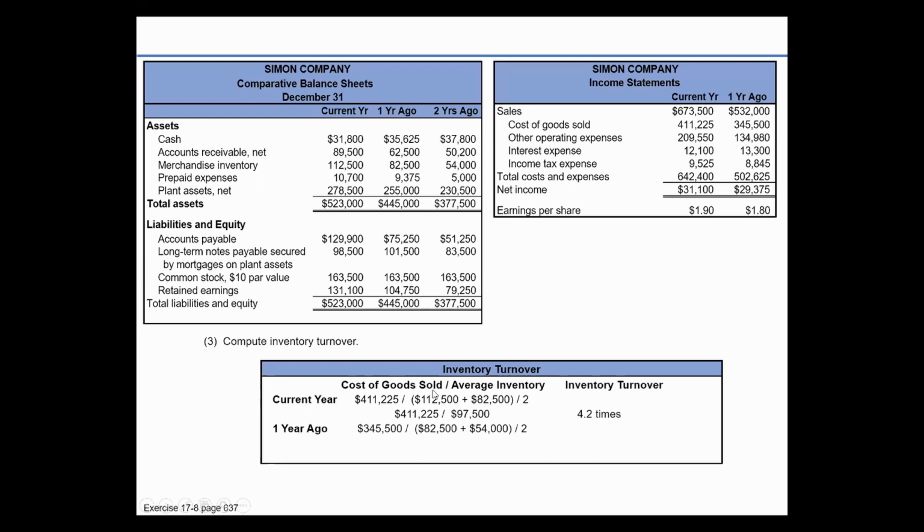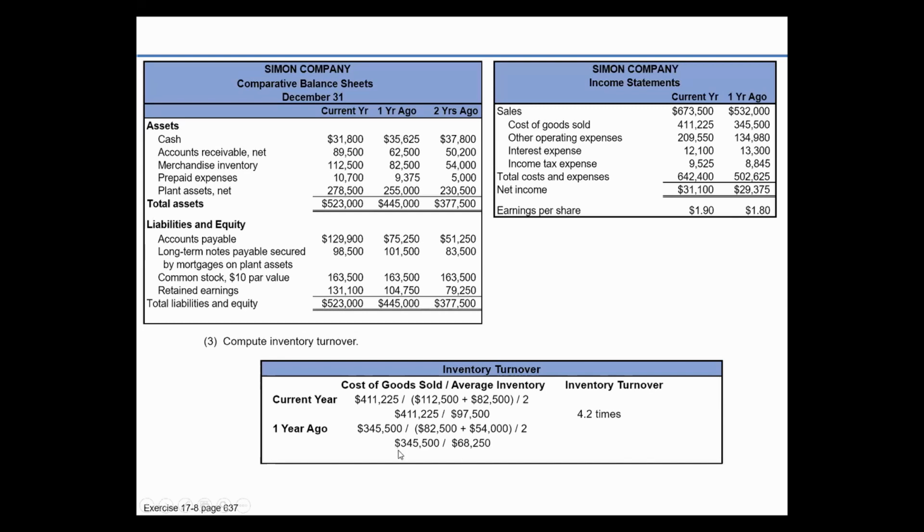And then we can do the same thing for the year before. So our cost of goods sold in the previous year is 345,500. And then to figure out the average inventory, you're going to take the year ago, 82,500, plus the 54,000 from the year previous to that. Add those up, divide by 2.